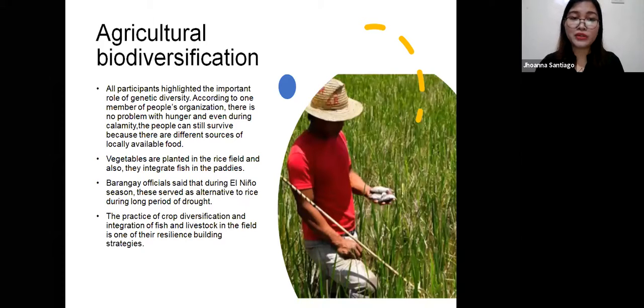Next is the agricultural biodiversification. All of the participants in the focus group highlighted the important role of genetic diversity. In Chaya, they said that there's no problem with hunger, and even during calamity, the people can still survive because there are different sources of locally available food. They practice crop diversification, plant vegetables aside from rice, and integrate fish in the paddies.